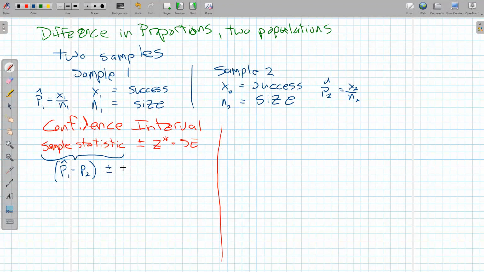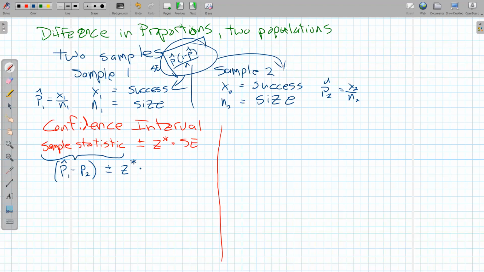Z-score, same as before. We use norm inverse or StatKey to calculate that. Now the standard error: if there was just a single sample, the standard error for a single sample was p hat times 1 minus p hat over n, all inside the square root. But I need one of those here, and I need one of those there.